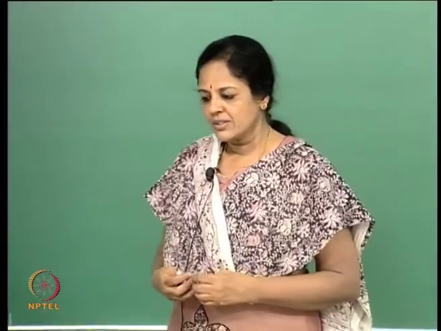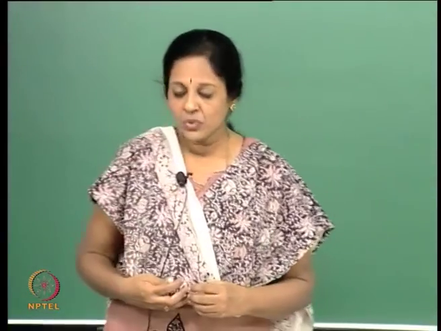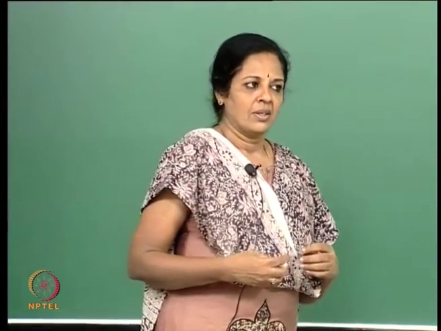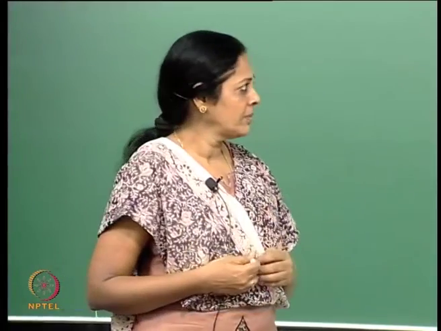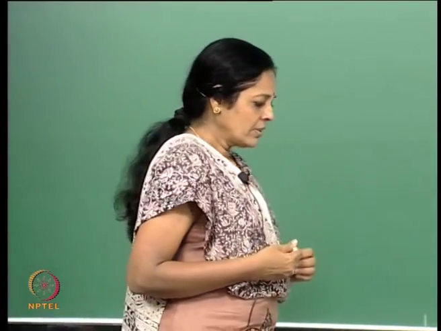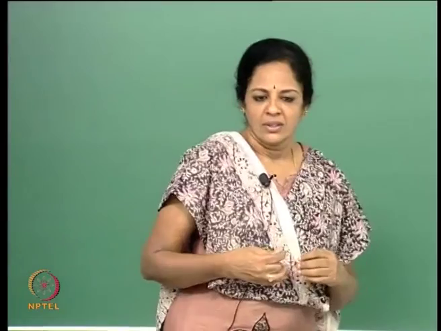Last class we were discussing addition of angular momenta, and we had worked out certain examples where J1 is half and J2 is half, also J1 is 1 and J2 is half. In this class I will continue working out a specific problem in addition of angular momenta, and that is J1 is 1 and J2 is 1.